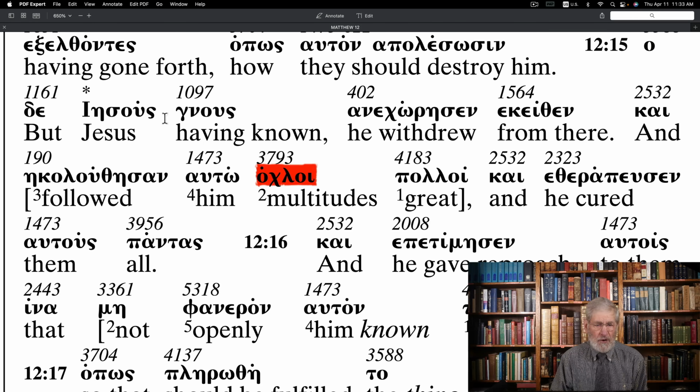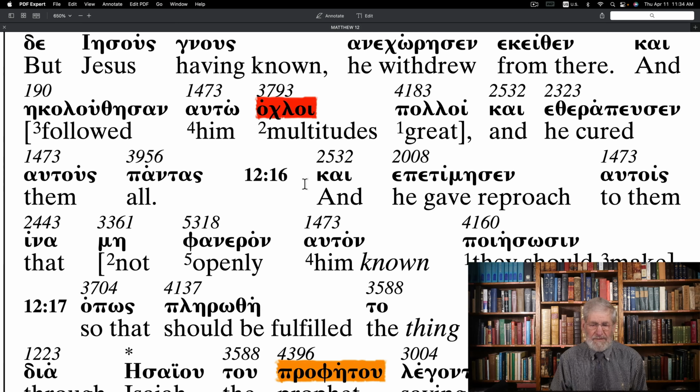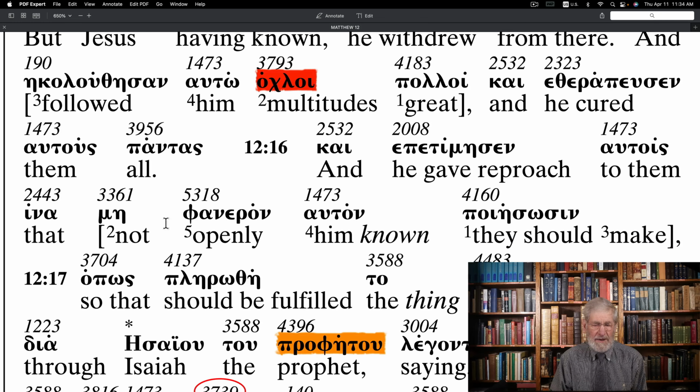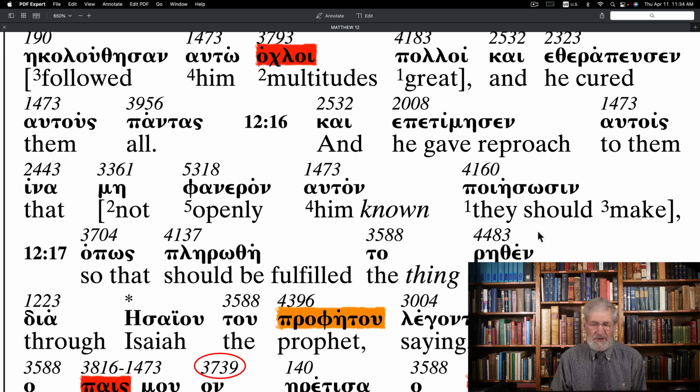And 15 continues, "O they Isus genos," but Jesus having known, "anahorison akithan," he withdrew from there. "Ke ikoluthison avto okli poli," and great multitudes followed him. "Ke atherapevson avtus passus," and he cured them all. Therapeutics comes from that.